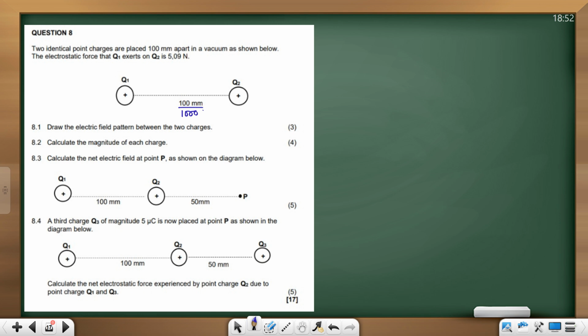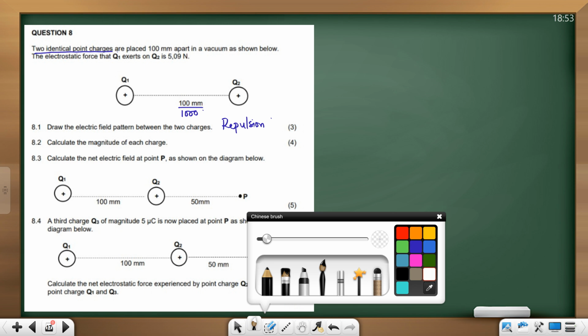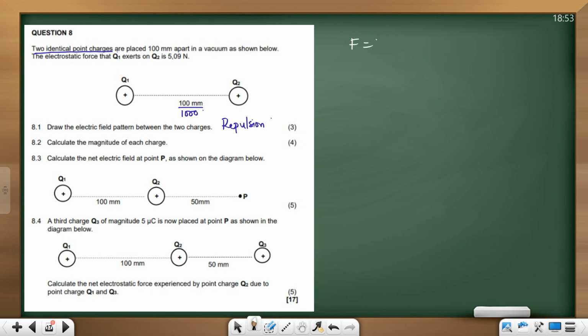Draw the electric field pattern between the two charges. It's exactly what we drew the other time. They are repelling. It's repulsion. It's the same diagram that we have there. Calculate the magnitude of each charge. It says they are identical. So F equals K Q1 Q2 over r squared. Because they are identical, Q1 is equal to Q2.